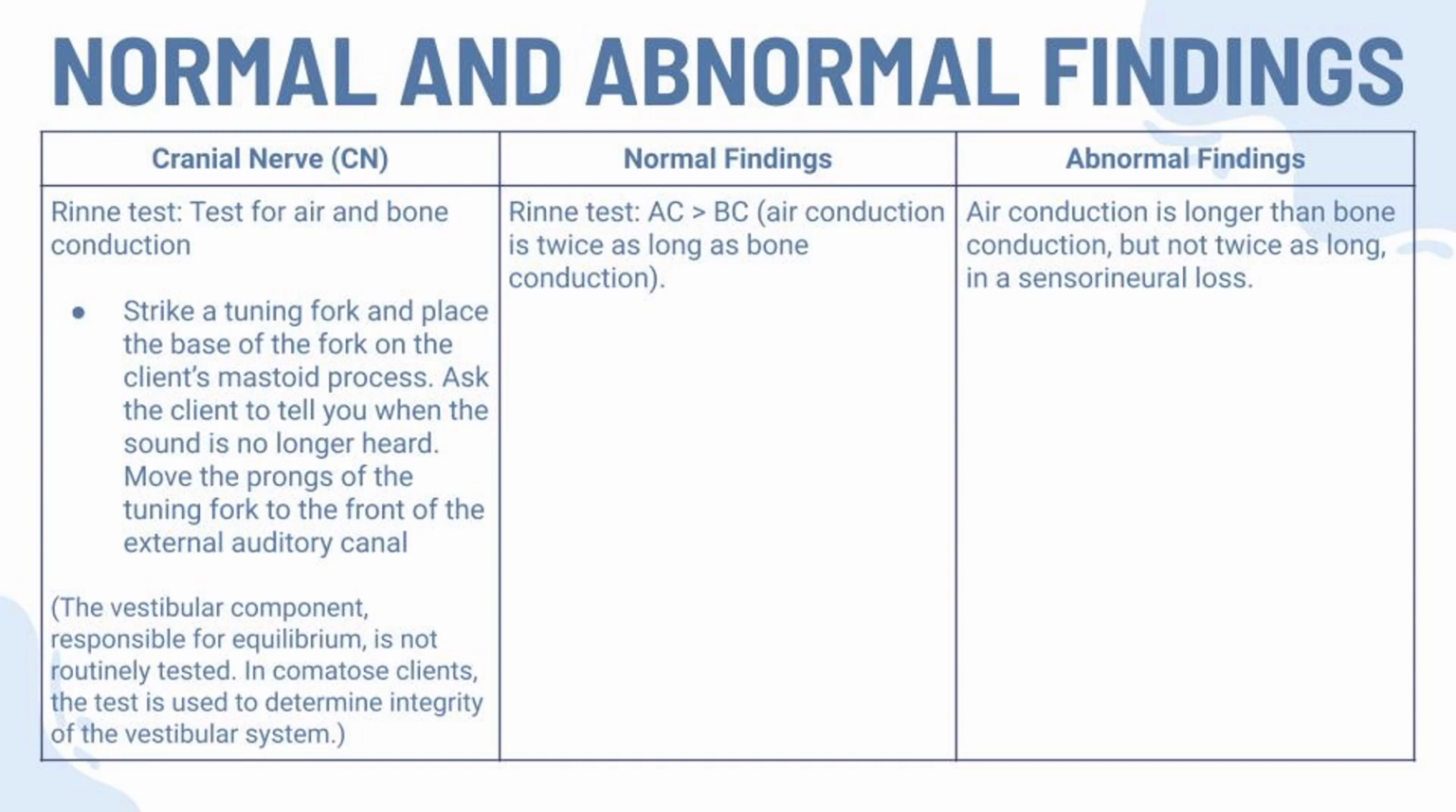The normal finding for the Rinne test is that air conduction is twice as long as bone conduction. So air conduction is greater than bone conduction. For abnormal findings, air conduction is longer than bone conduction, but not twice as long, in a sensorineural loss.